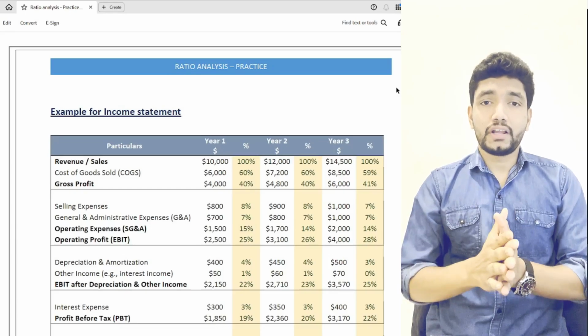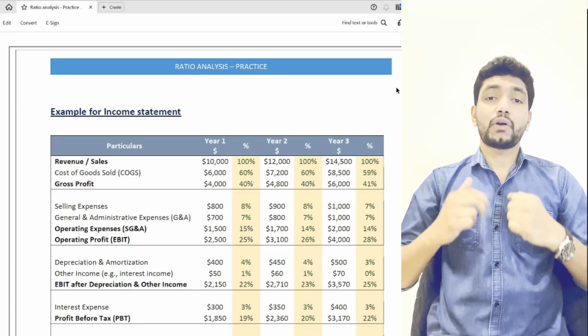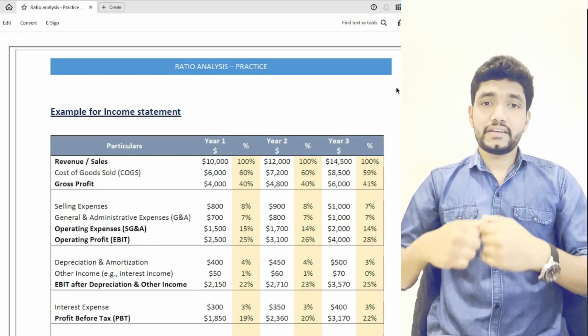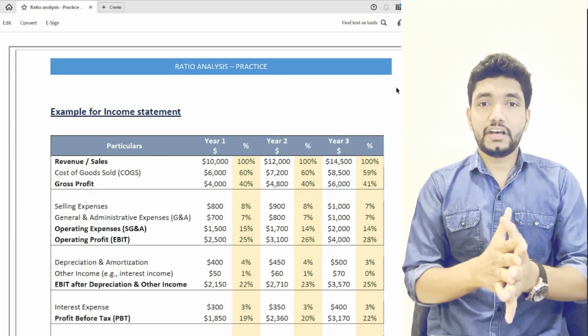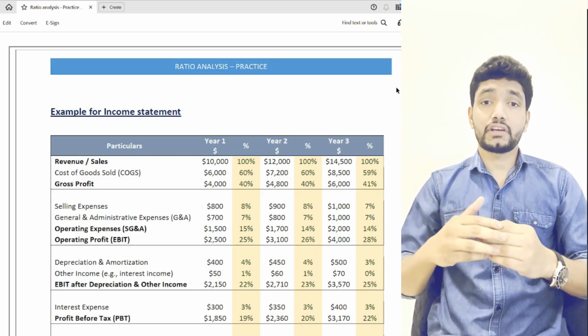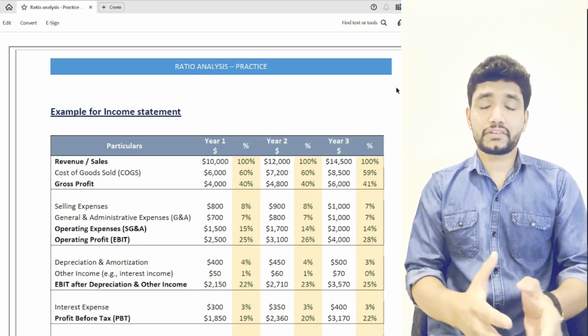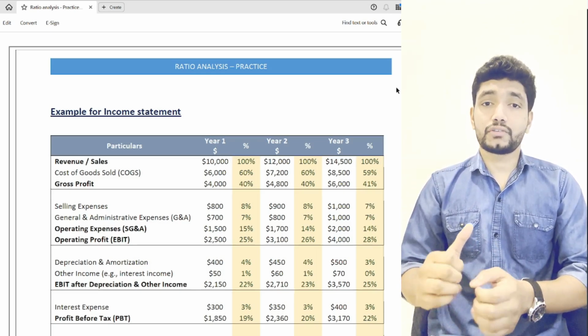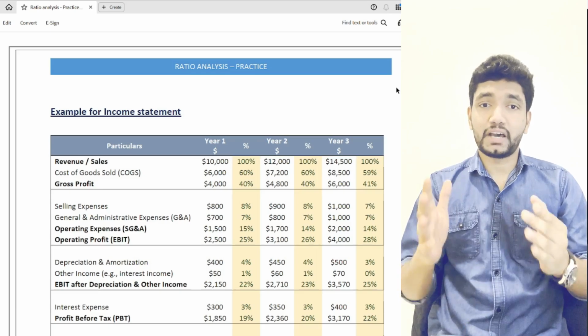Welcome to this tutorial. In today's tutorial, we are going to cover ratio analysis with a practical example. In the previous discussion, we already discussed various ratios like liquidity ratios, leverage ratios, profitability ratios, activity ratios, and market ratios.